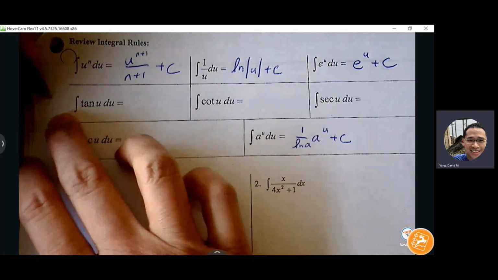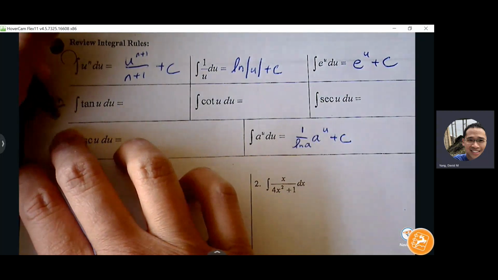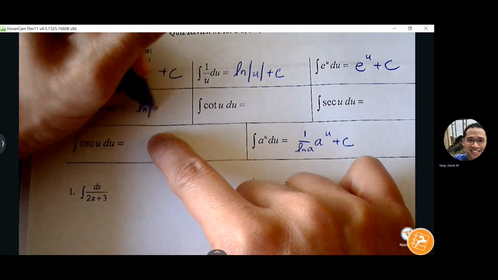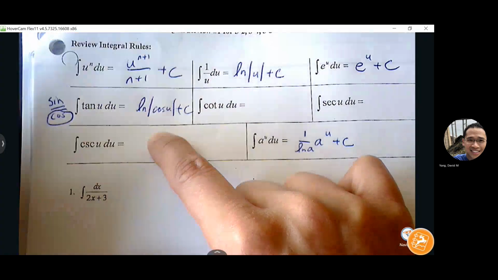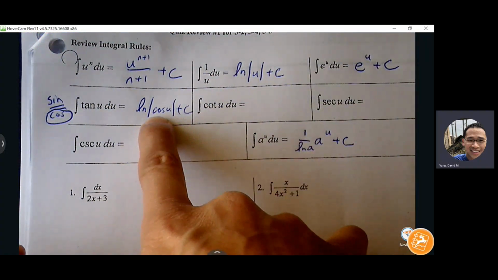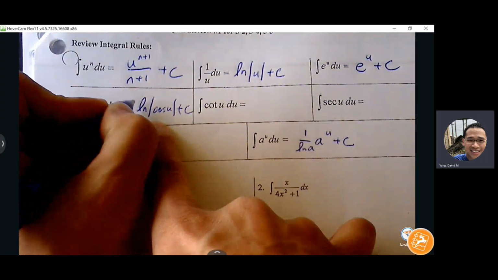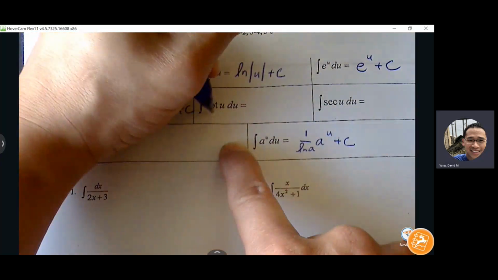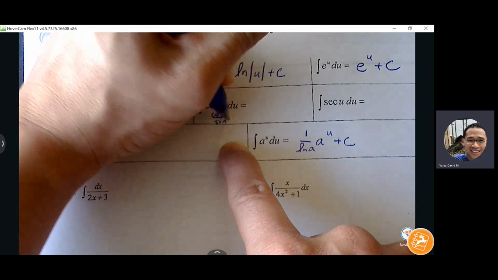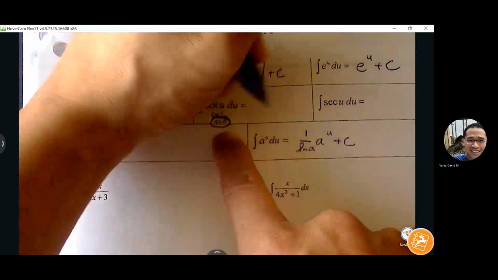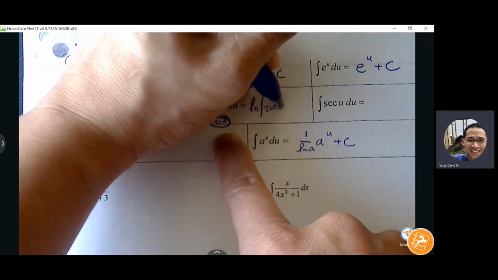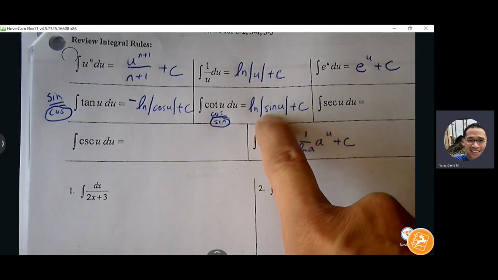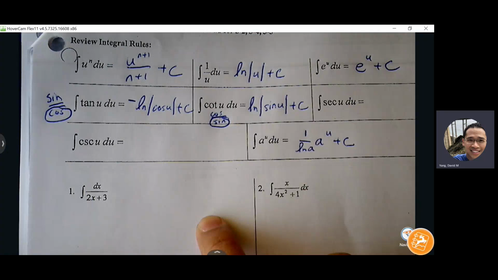So tangent, the way I remember tangent, again, is I know tangent is sine over cosine. And I know it's going to be the cosine that shows up in my rule. I see a letter C show up near the beginning of my rule, so I know I'm going to put a negative in front. Cotangent I know is cosine over sine. I know it's going to be the denominator that shows up in my rule: natural log absolute value of sine of u plus C. I don't see a C near the beginning of my antiderivative, so I'm not going to put a negative in front.